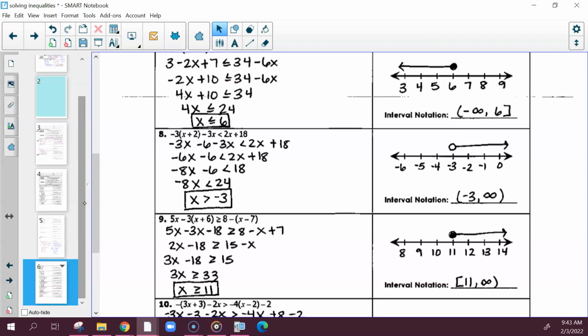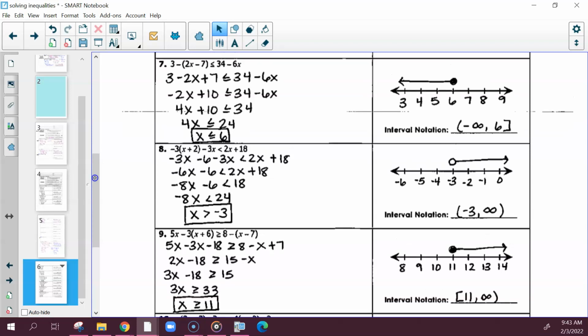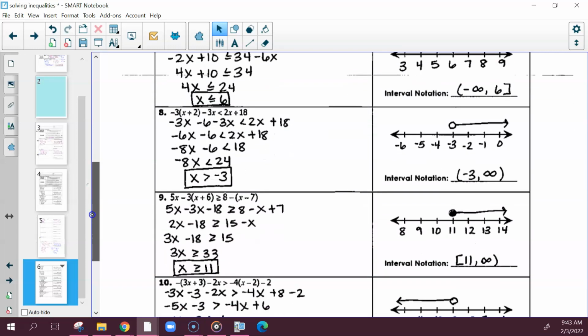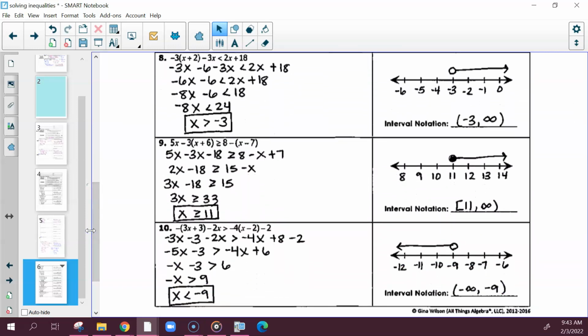At which point did you get lost? So subtract 10 on both sides, you get 24. And then divide both sides by 4. And then for number 9, x is greater than or equal to 11, closed circle to the right, square bracket for 11 to infinity with a parenthesis.